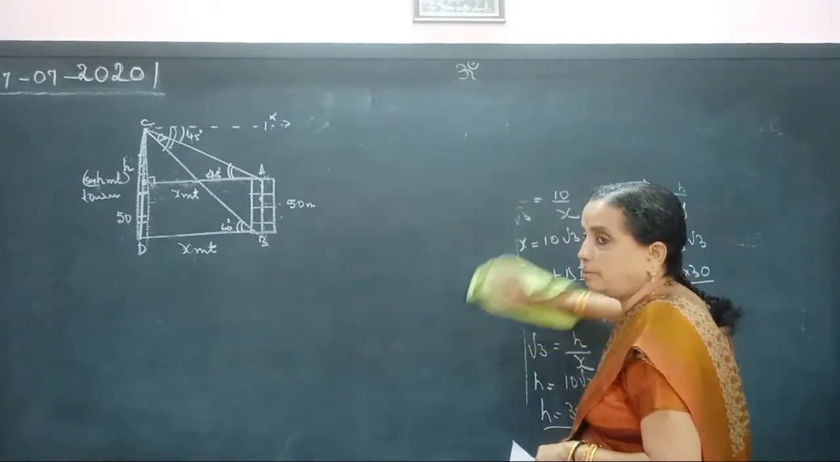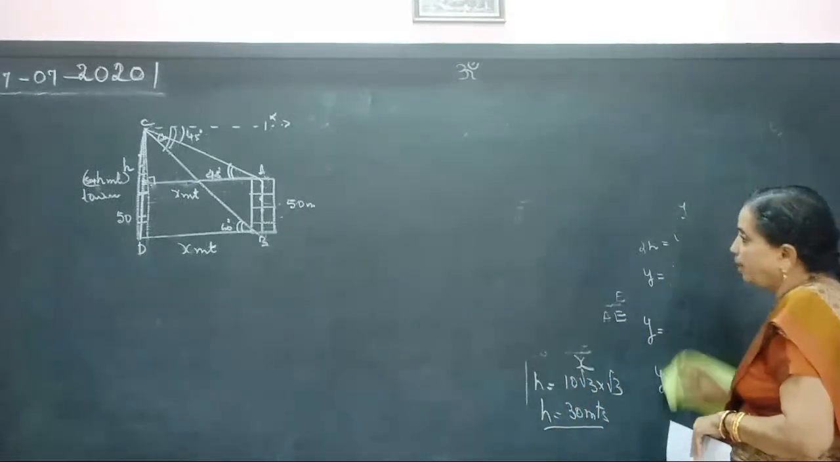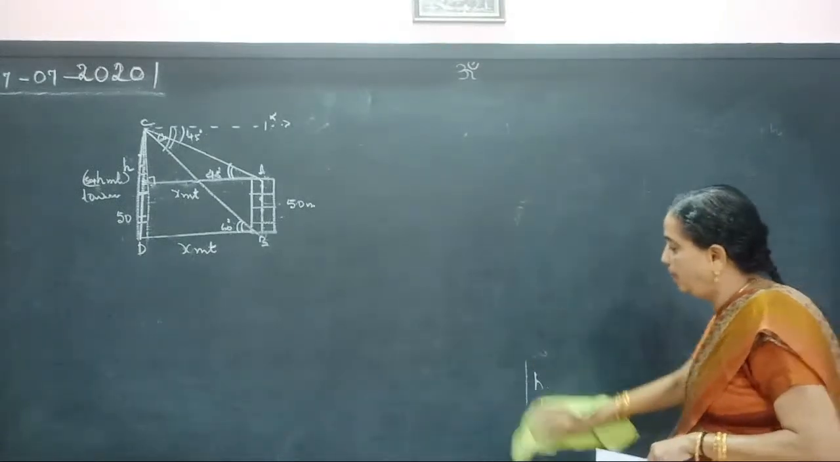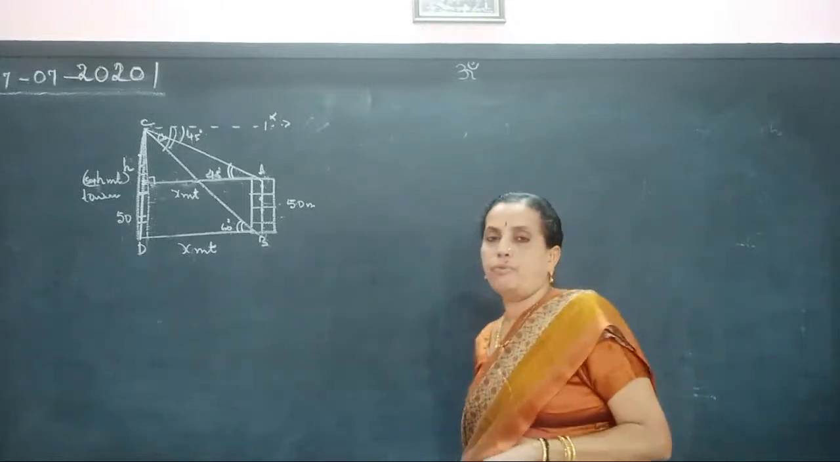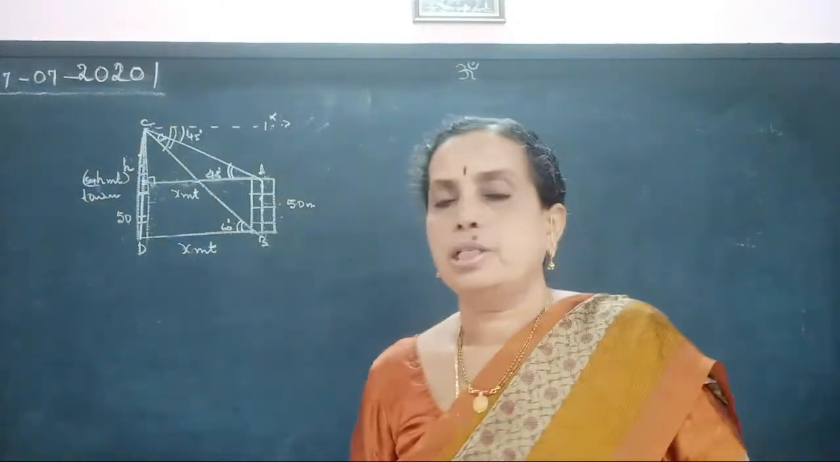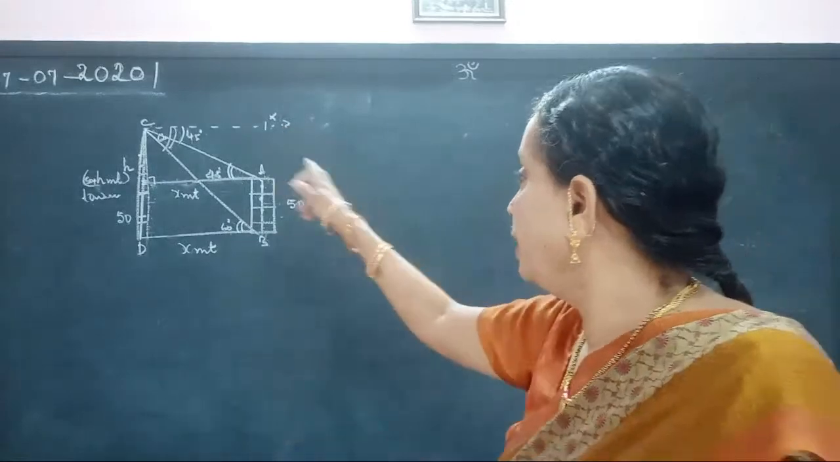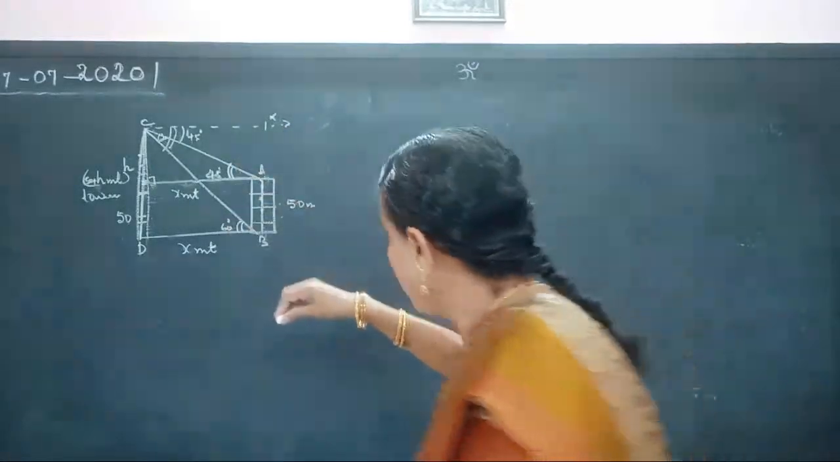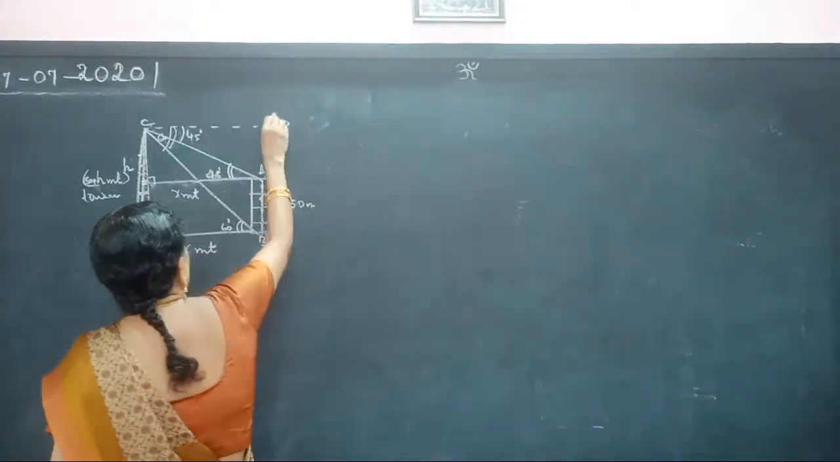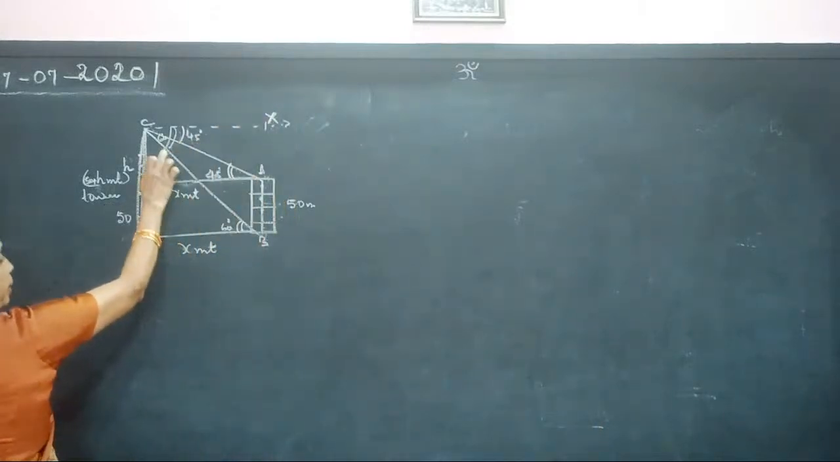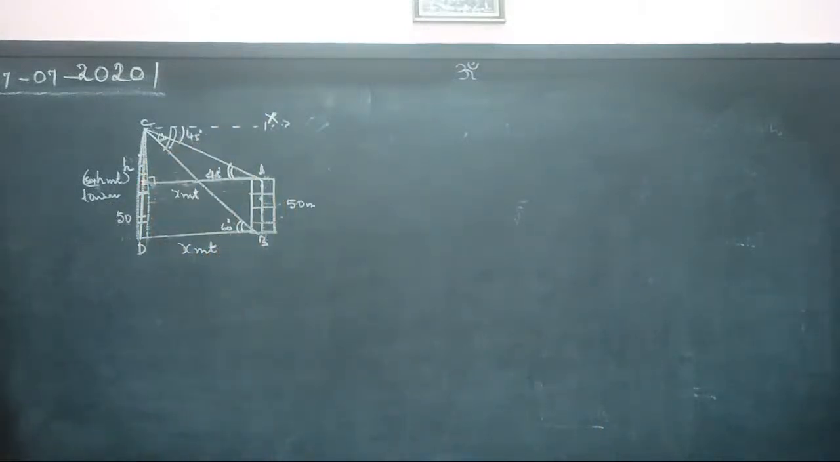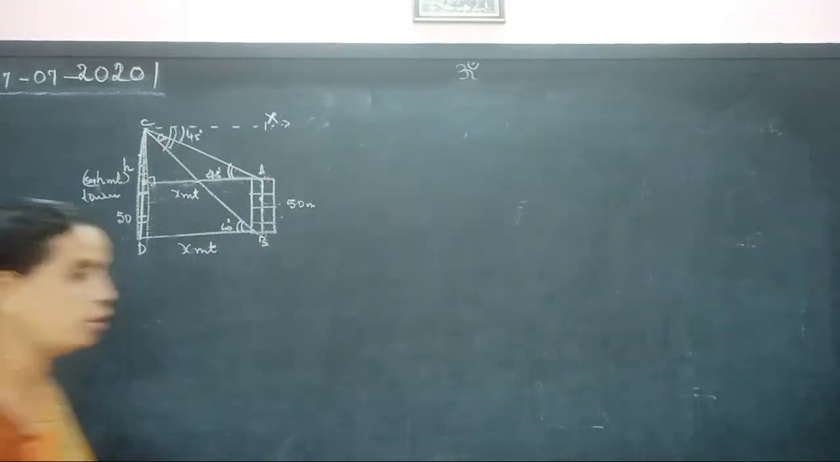From the top of the tower, they are observing the top and bottom of the building. It's found to be 45 degree and 60 degree. The 45 degree depression I have taken here as an elevation, and the 60 degree depression I have taken here as an elevation. Clear? Now write the description of the figure.